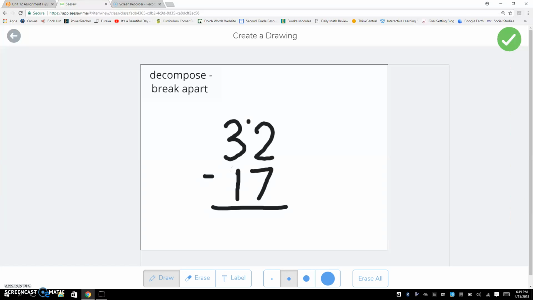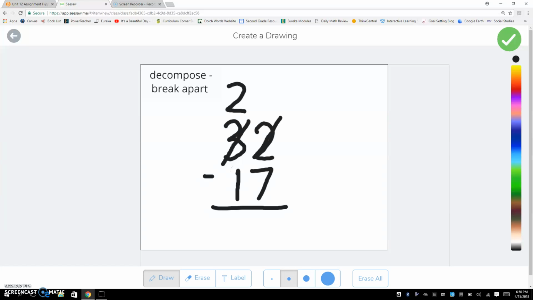So I'm going to cross out my 3 tens and make that 2 tens. I am breaking that 10, or decomposing it, into 10 ones. I'm going to bring those 10 ones over to the ones place, and instead of 2 ones, now I'll have 12 ones because my 10 ones plus my 2 ones is 12. And now we are ready to subtract. So 12 minus 7, that's right, that should be 5. And 2 minus 1, and that should be 1. So 32 minus 17 is 15.